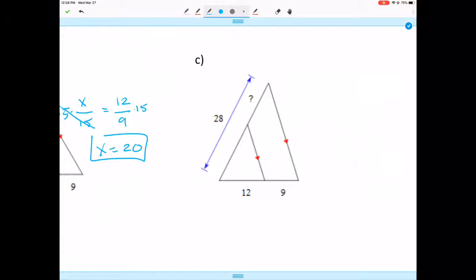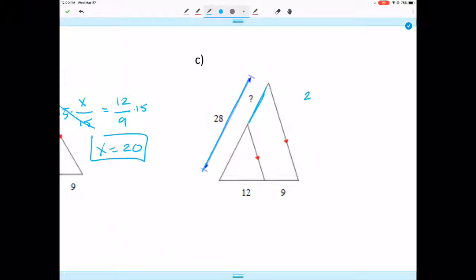Next one. Okay, so here they kind of give us this whole thing, so we have no idea what this could be as well. Okay, so in this situation, you would need to do what we've been doing beforehand. So, for example, x is what we're looking for. Okay, but they give us 28.